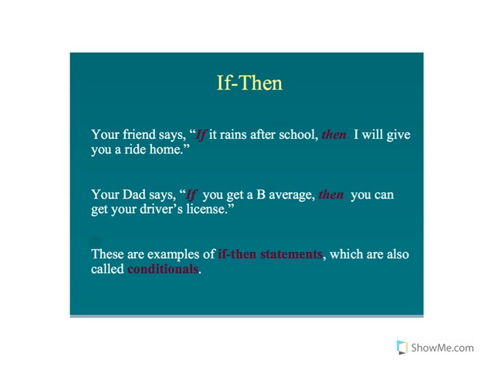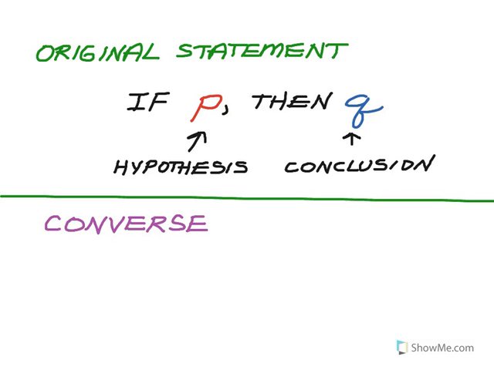So another example would be your dad says, if you get a B average, then you can get your driver's license. So your driver's license is conditioned on you getting a B average. And so we call those if-then statements or conditionals.